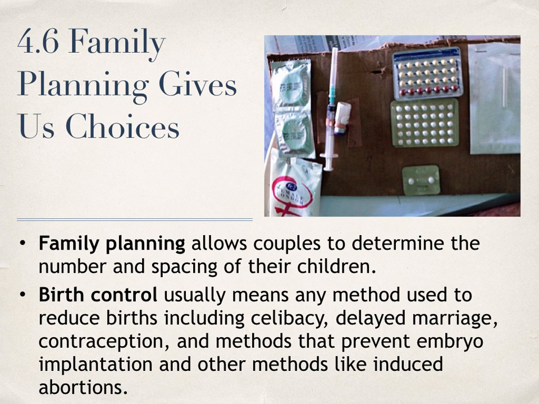Family planning allows couples to determine the number and spacing of their children. It doesn't necessarily mean fewer children. People could use family planning to have the maximum number of children possible. But it does imply that the parents will control their reproductive lives and make rational, conscious decisions about how many children they will have and when those children will be born, rather than leaving it to chance.